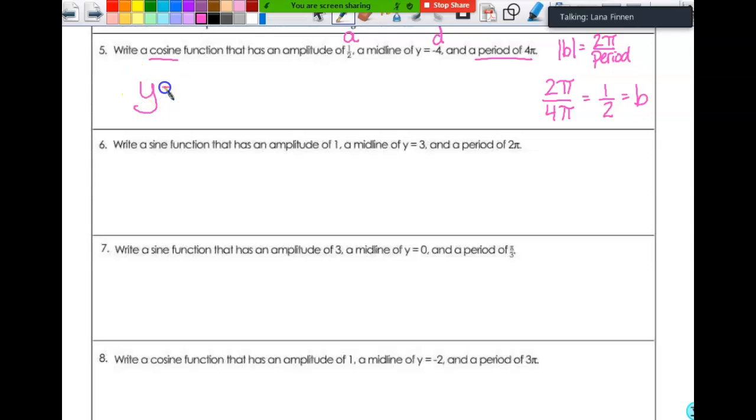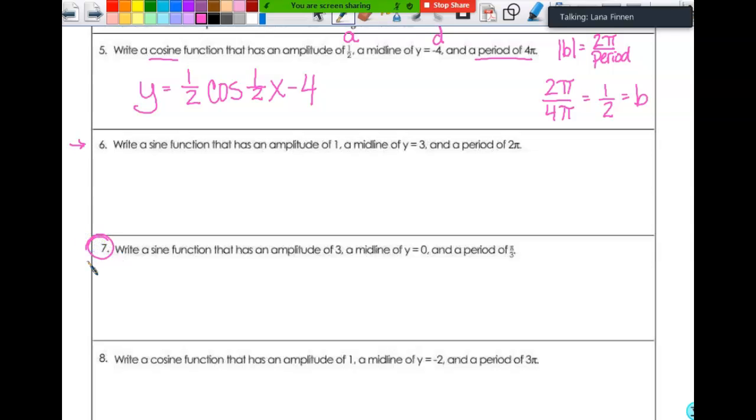So y equals the amplitude, which is 1/2, times, it tells me it's cosine, B is 1/2 times x minus 4. Okay. Any questions at all? We good? All right.